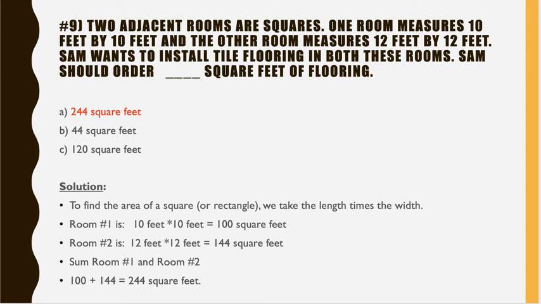Remember, to find the area of a square or rectangle, we're going to take length times width. And we know that room 1 is 10 by 10. So room 1 is 100 square feet. And room 2, we're told, is 12 by 12. So we multiply 12 times 12 and we get 144 square feet. And therefore to figure out how much we need to install, we're going to have to add up room 1 and room 2. So 100 plus 144 is equal to 244 square feet.